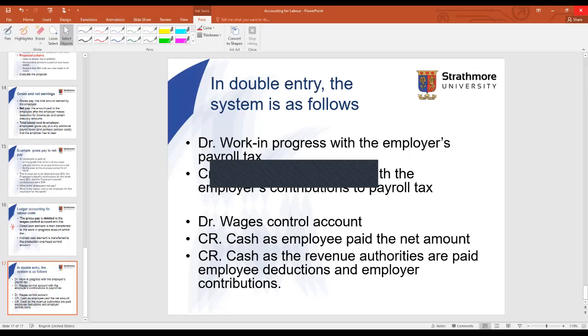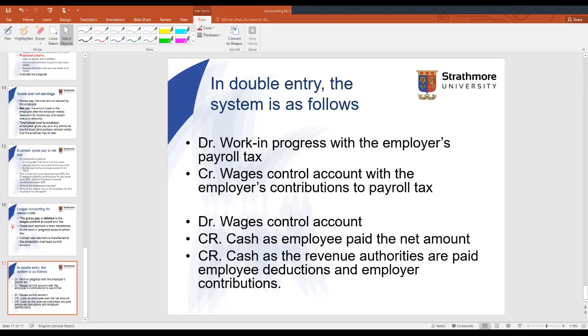So that's how we account for the labor cost. Any question on the topic?